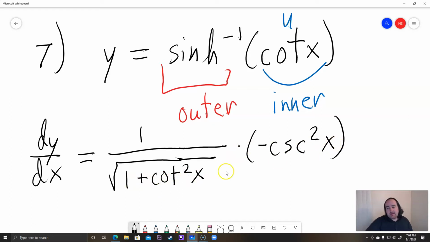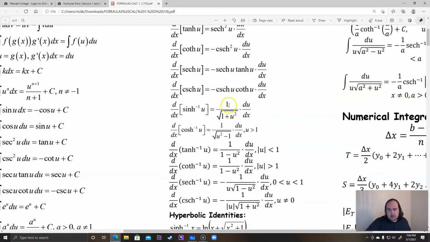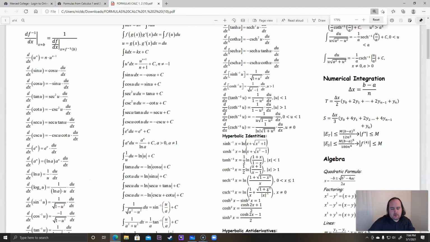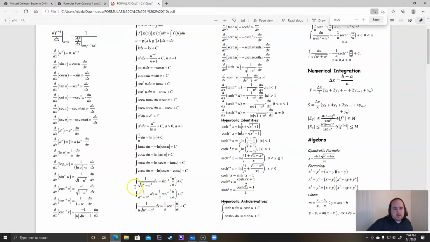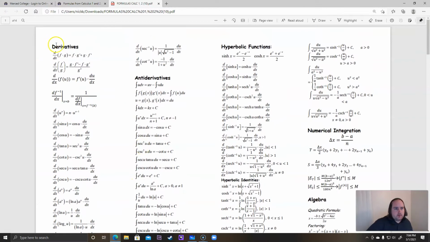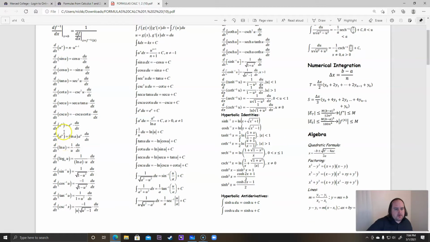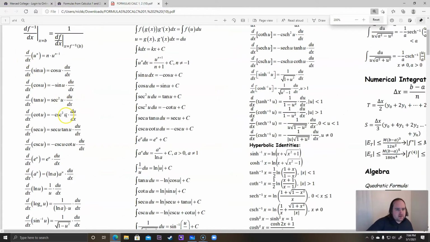And if you ever forget your Calculus 1 formulas, they're on your formula sheet on the first page. So if you look under derivatives on the first page, right here, and you go down to the derivative of cotangent of u, that's negative cosecant squared of u times du dx. That's the one I just used.